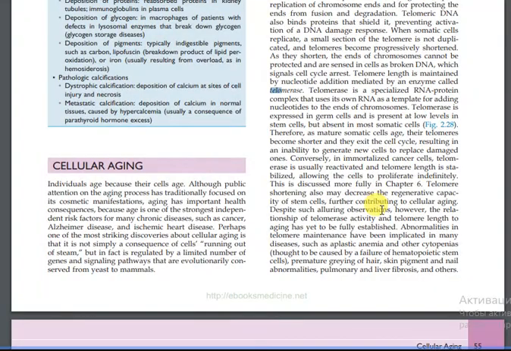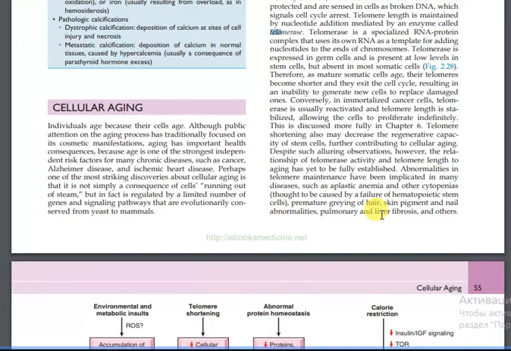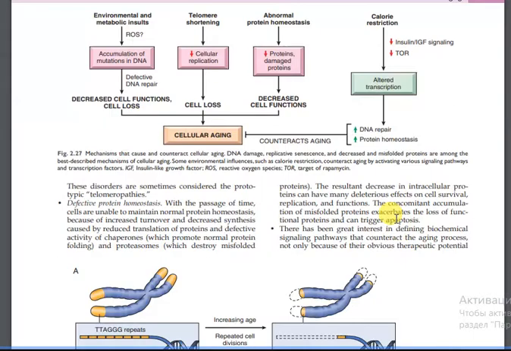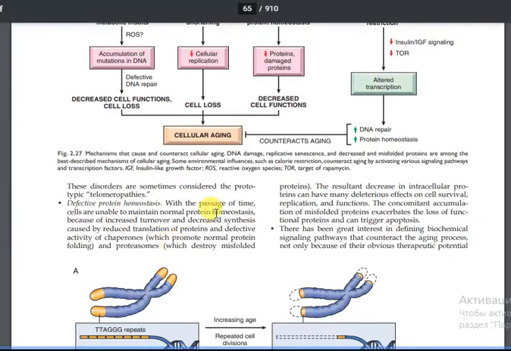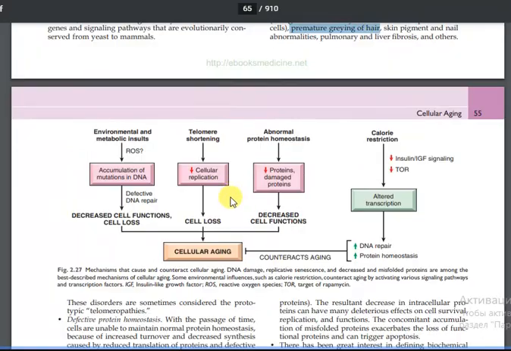Then abnormalities in telomere maintenance have been implicated in many diseases such as aplastic anemia. We didn't discuss it, but we will discuss it in the next semester. And other cytopenias, so decreased levels of cells, especially in blood. And we can find it out by a few symptoms like premature graying of hair, skin pigment and nail abnormalities, pulmonary and liver fibrosis, and in other cases it causes cellular aging.